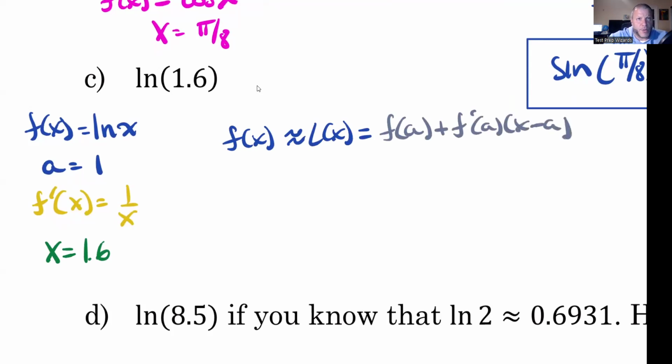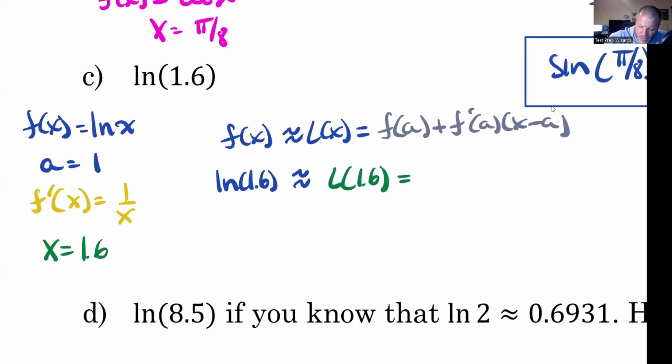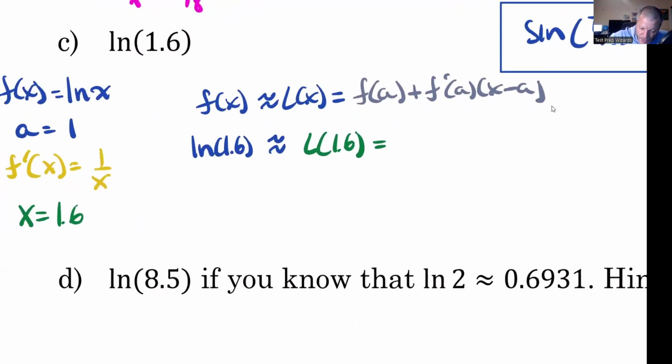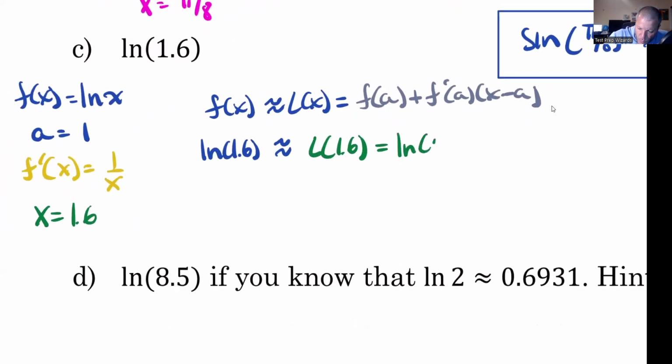If we plug in the stuff that we know, f of x, natural log of 1.6, is approximately equal to the linearization of 1.6. Again, the value of 1.6 on this line over there. So that's going to be f of a. So we're going to get the natural log of 1 plus f prime, so that's going to be 1 over 1 times the difference, 1.6 minus 1. So that's going to give us natural log of 1 is 0 plus 1 times 0.6.